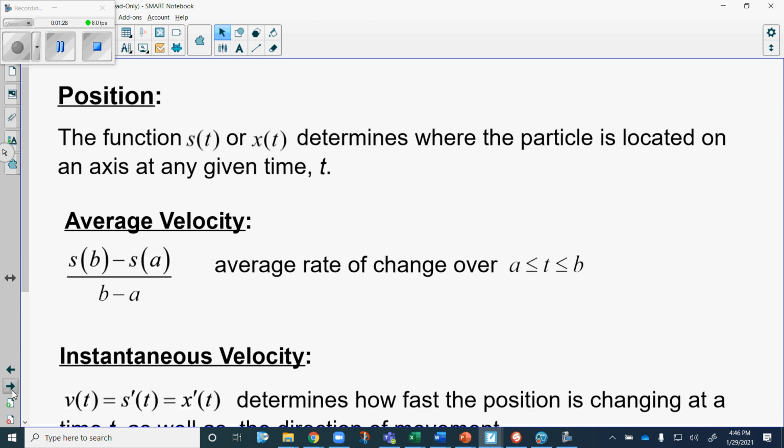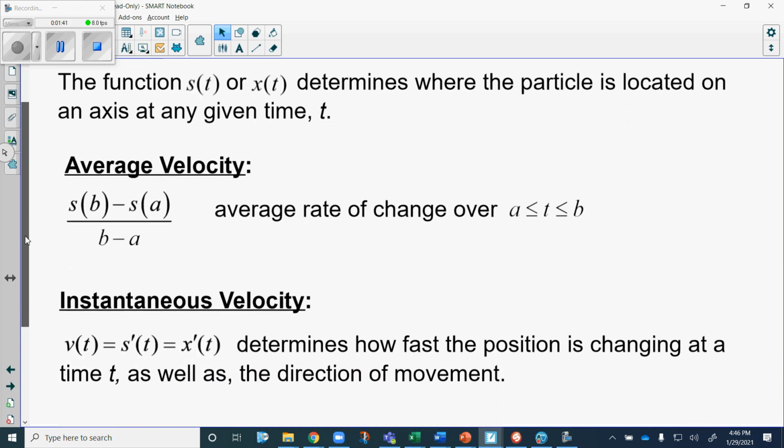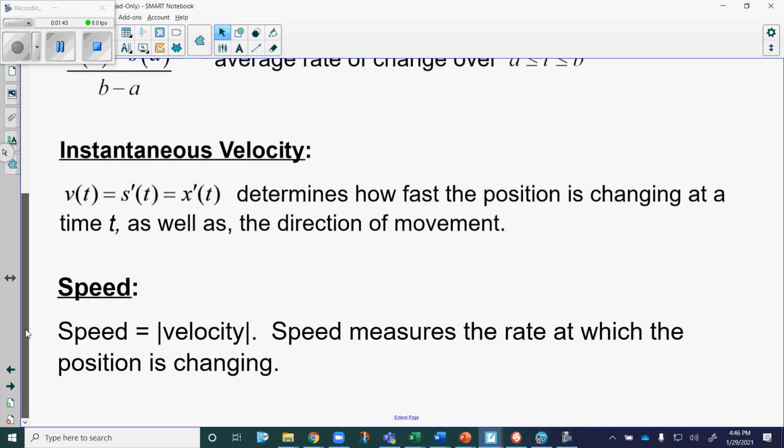Average velocity uses the two outputs that you're looking at, essentially your difference formula for slope, y2 minus y1 over x2 minus x1. The instantaneous velocity is where we start to get the derivative. Instantaneous velocity in this case would be the derivative of the position, as opposed to the average velocity. Speed and velocity are pretty synonymous with each other. However, velocity can indicate a direction and speed doesn't. So speed would, of course, be the absolute value of velocity.